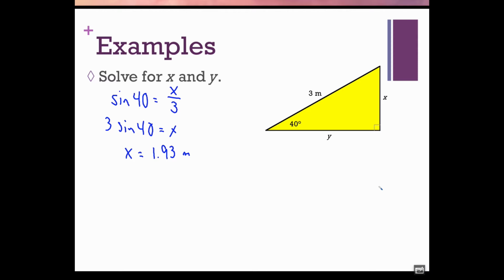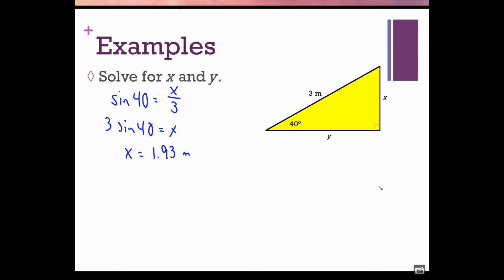Should we round it to 4 decimal places? No, trig values. If you take the trig value of an angle, that's 4 decimal places. Sides and angles, 2 decimal places. If I just ask you what's the sine of 40 degrees, you take that to 4 decimal places. But this is a side length.